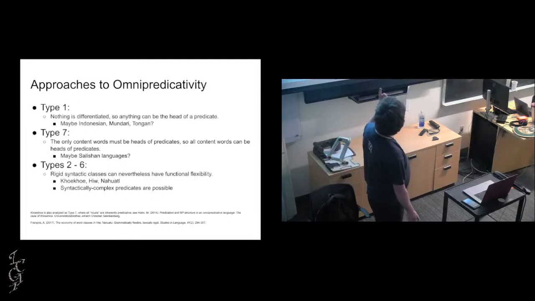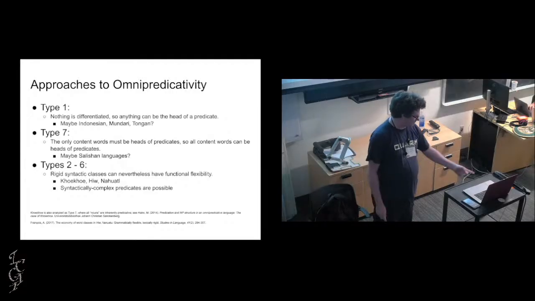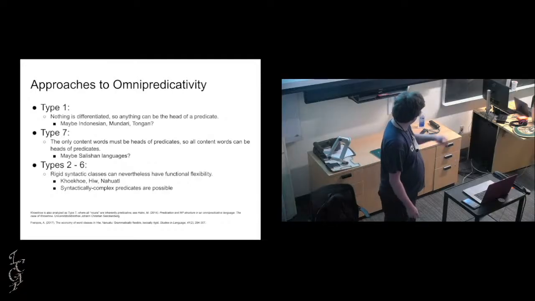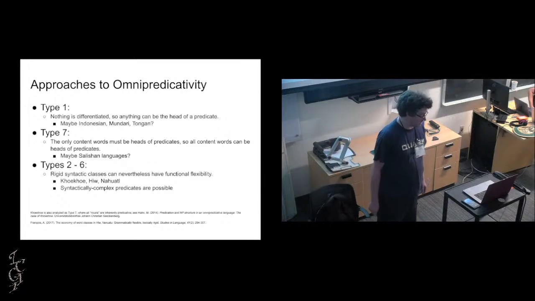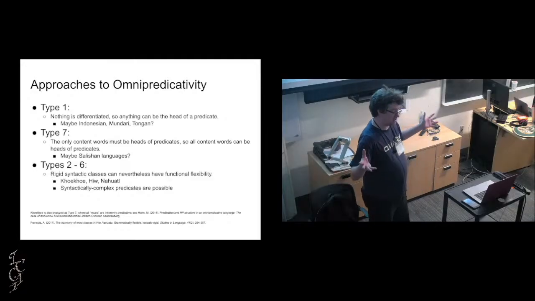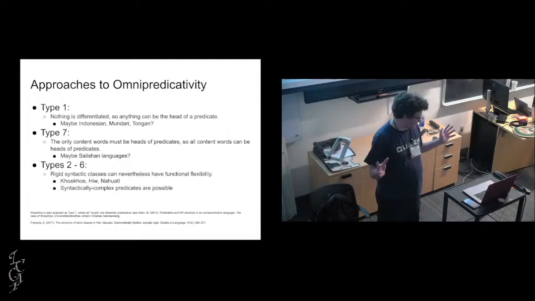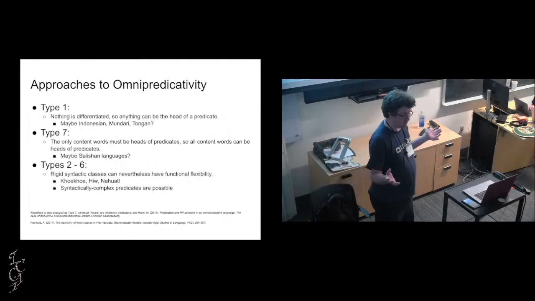So various people have argued for Mundari, Indonesian, Rijkhoff, and Sebierska, and the other guy. I'm completely forgetting his name as soon as it's off the slide. Anyway, they think that Tongan falls into that class. I don't speak Tongan, so I don't know. Argue with them if you disagree. Type 7, maybe Salishan languages. There's a lot of literature arguing that some of the Salishan languages only have verbs, and that there are no nouns, no lexical nouns at all.